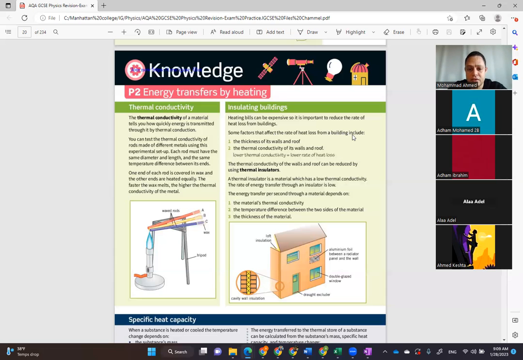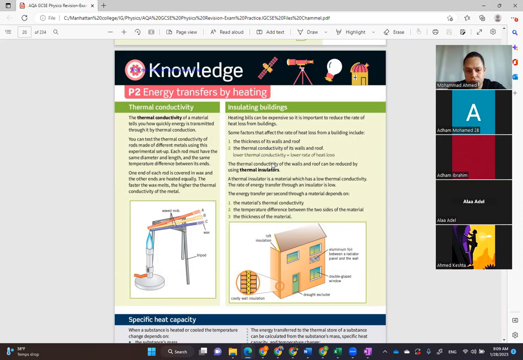The thermal conductivity of the walls and roof can be reduced using thermal insulators. Insulators are the opposite of conductors. A thermal insulator is a material which has low thermal conductivity, and the rate of energy transfer through the insulator is very, very low.